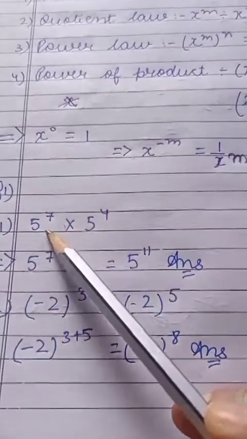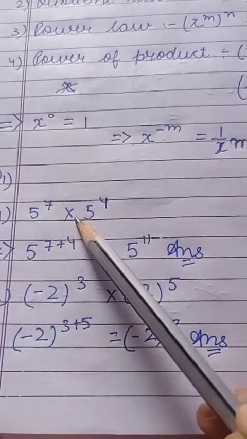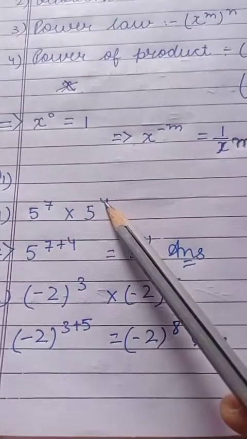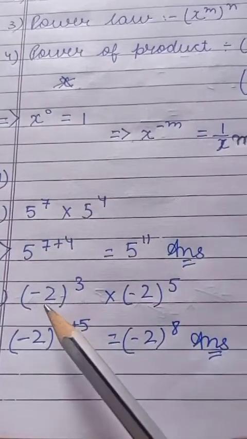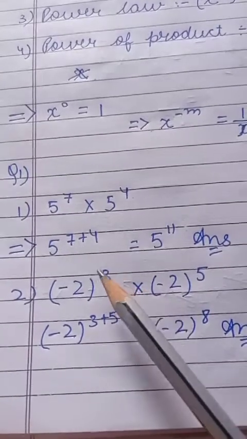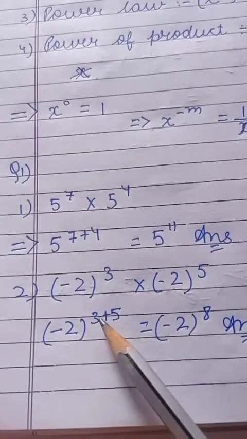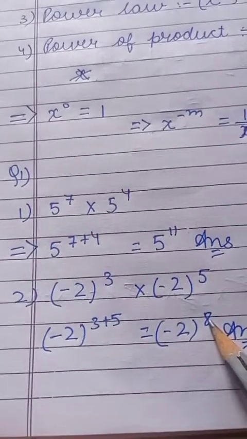Let's solve 5 power 7 into 5 power 4. Bases are the same, 5 and 5. They multiply each other. In that case, their powers will be added. 7 plus 4, the answer is 5 power 11. Again, bases are the same, clear? And they multiply each other, their powers will be added. Minus 2 raised to the power 3 plus 5, that is equal to minus 2 raised to the power 8.